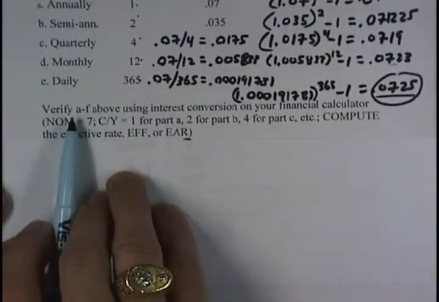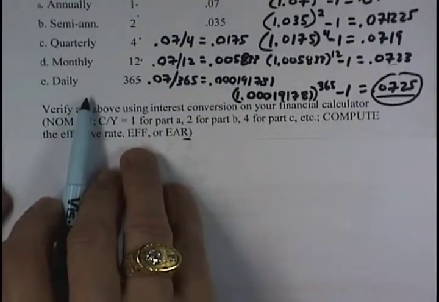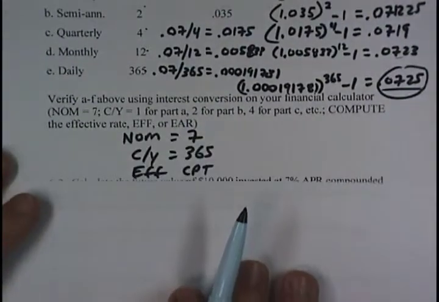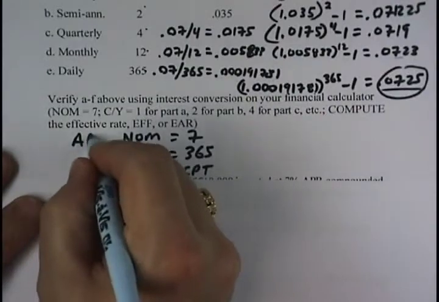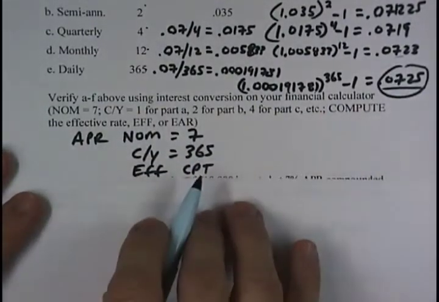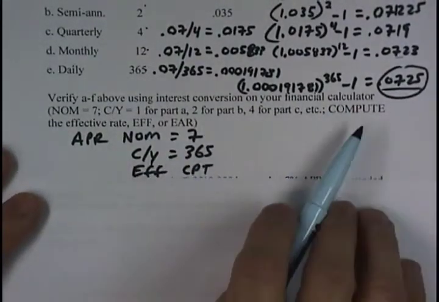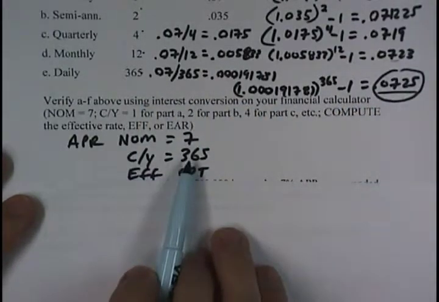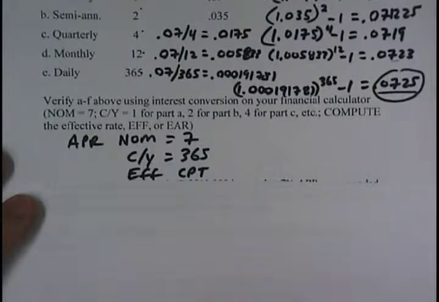Now it asks us to verify these parts above using the interest conversion feature on our calculator. NOM is our APR. It's 7. The calculator knows that's 7%. Let's verify it for daily compounding. So our compounds per year would be 365, and then I'll compute our effective rate.